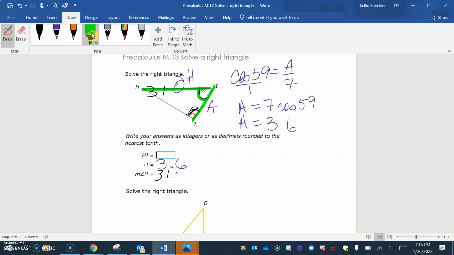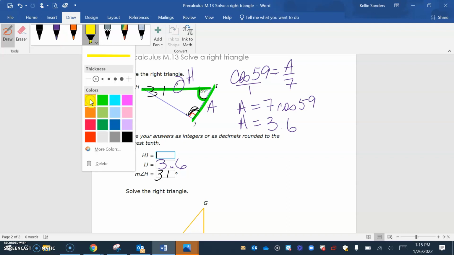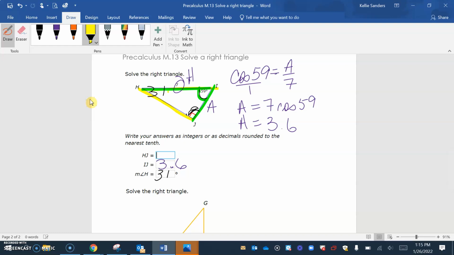Okay, and then to get HJ, and this is still the hypotenuse, and we're going to call this B. So opposite and hypotenuse, so sine 59 equals opposite, which is B, over hypotenuse, which is 7. If I cross multiply, that 7 is going to go right there. So 7 sine 59, 6.